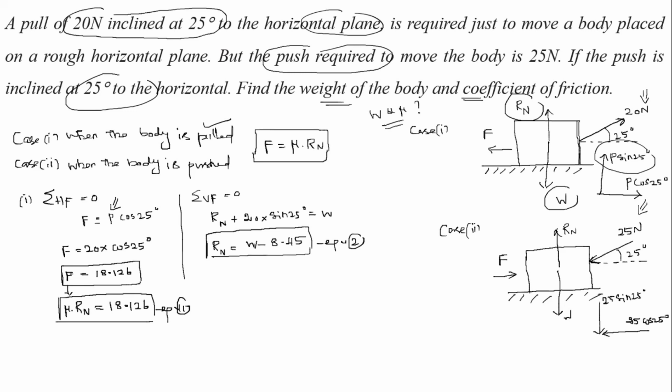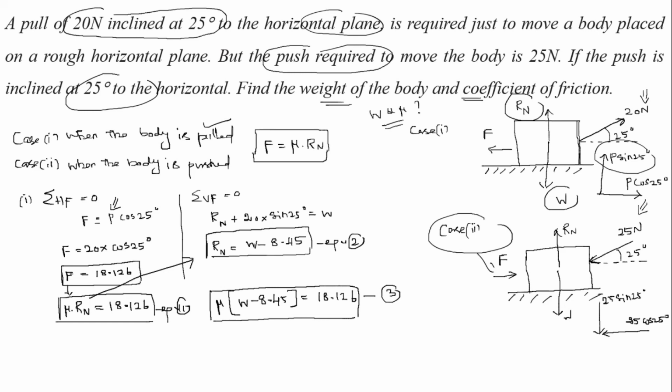Substitute this value instead of Rn. So, mu into (W minus 8.45) is equal to 18.126. This is equation 3. Similarly, we have to solve case 2.